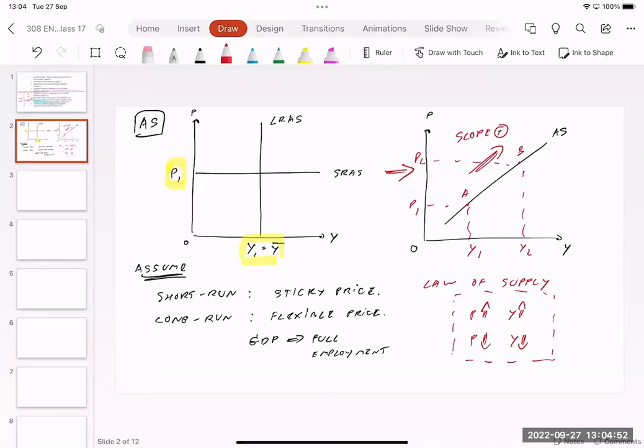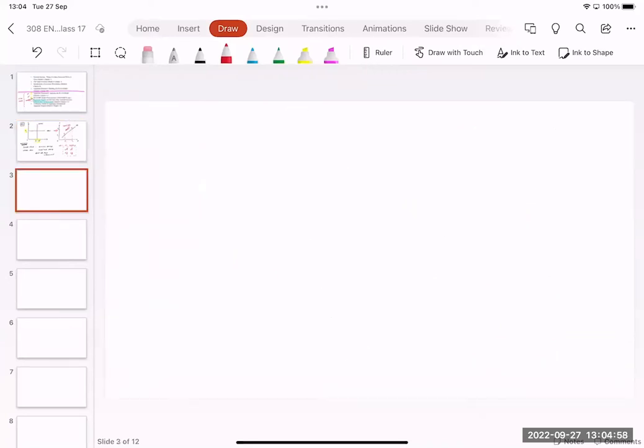So how does it come about? We're going to start here, to develop the idea and prove how the aggregate supply curve that has a positive slope comes about.